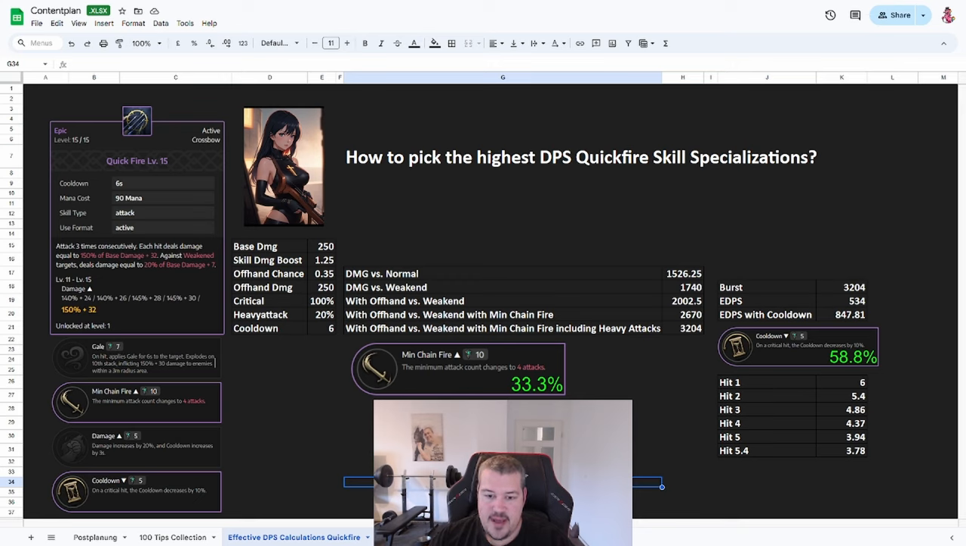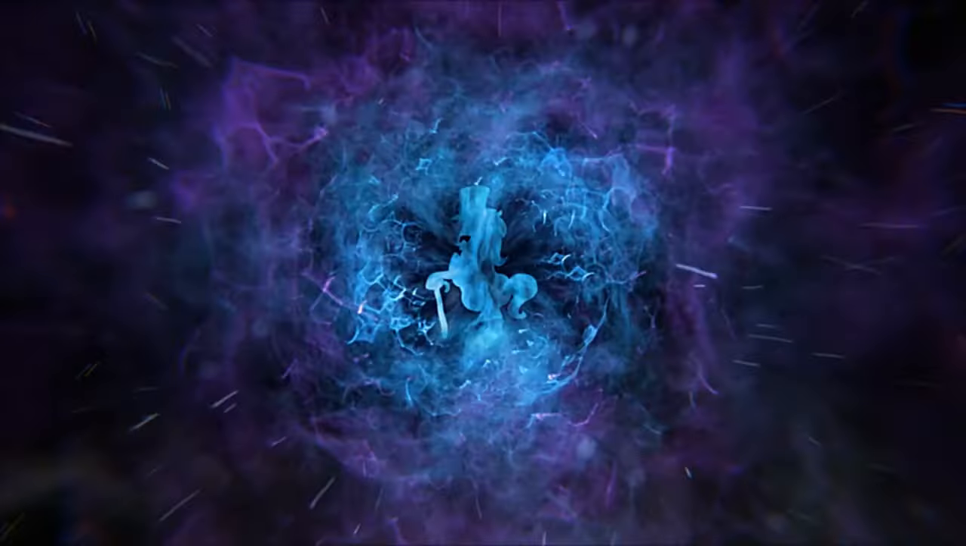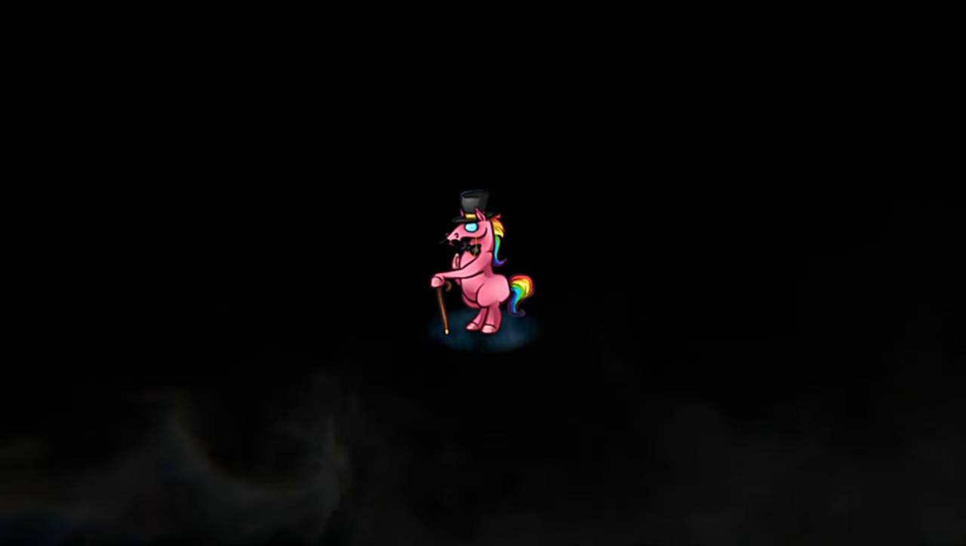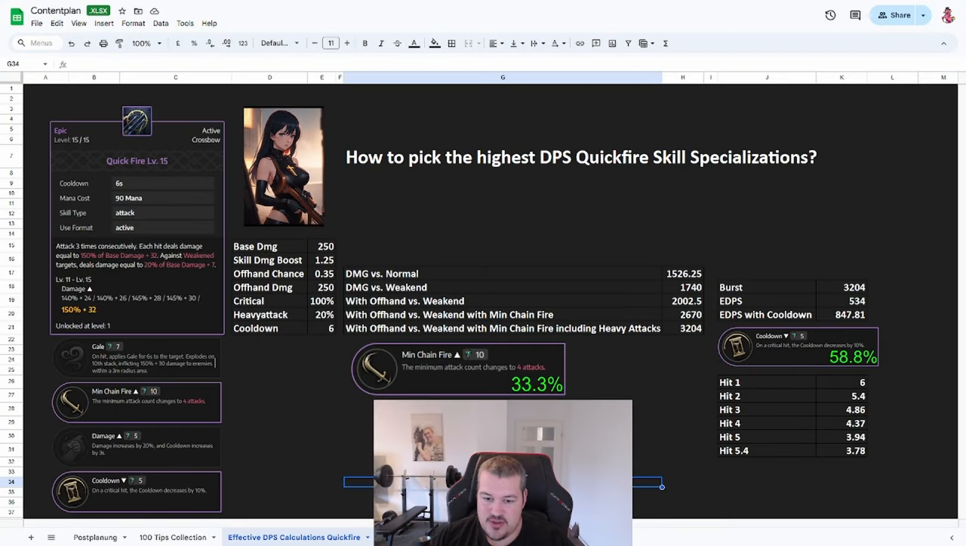And I came up with trying to explain to you how I use theorycrafting to min-max my damage output in the endgame. And to do so, I will show you how to calculate the effective DPS of quickfire and how to use that to choose the specializations that give you the biggest DPS increase. This is a lot of work, so we are only going to do it for one skill first.